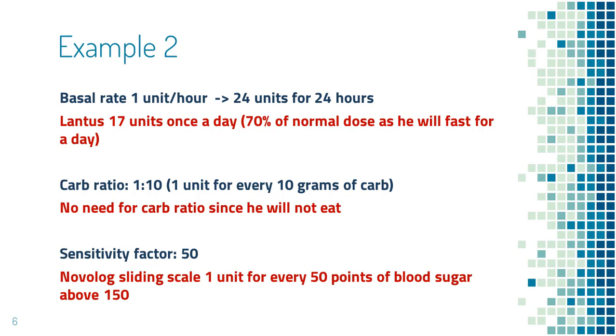So he will take 17 units of Lantus before sleep and suspend the insulin pump at the same time. There is no need for carb ratio since he will not eat the next day. Since the sensitivity factor is 50, he will take 1 additional unit of Novolog for every 50 points of blood sugar above 150. Another important question is, when should he restart the insulin pump?